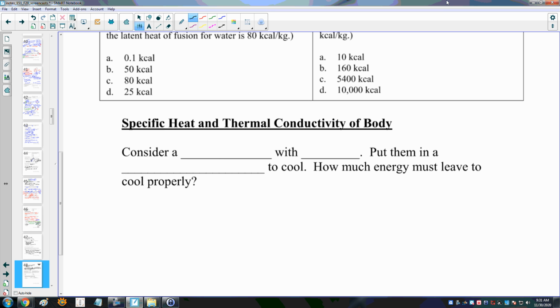So, one last section in this chapter, the specific heat and thermal conductivity of the body. Your book goes to an example of a feverish person with a 104-degree Fahrenheit fever, which is about 40 degrees Celsius. Remember that the standard temperature of the body is 37 degrees Celsius.